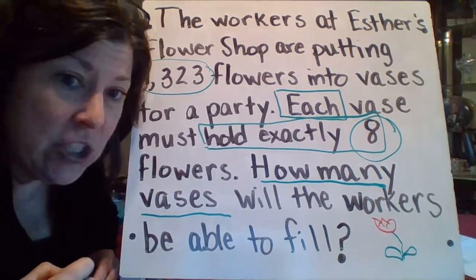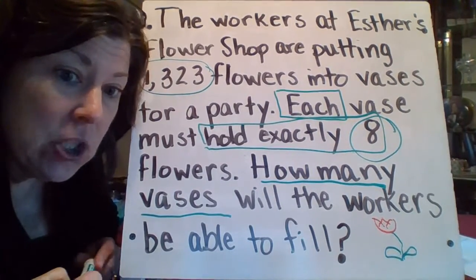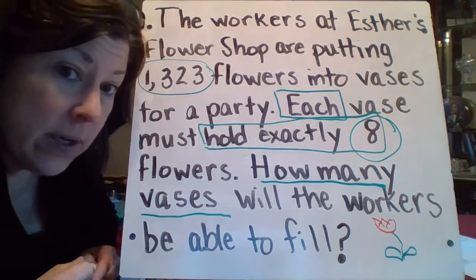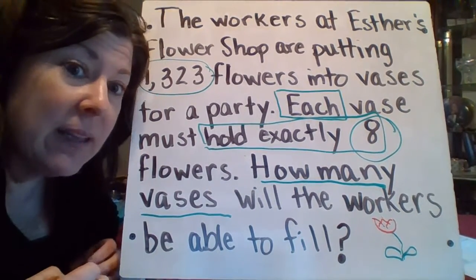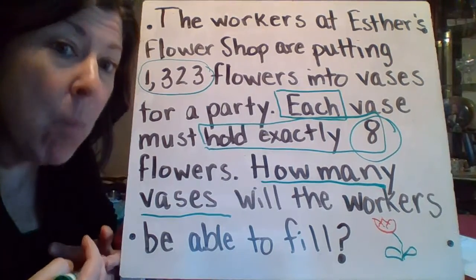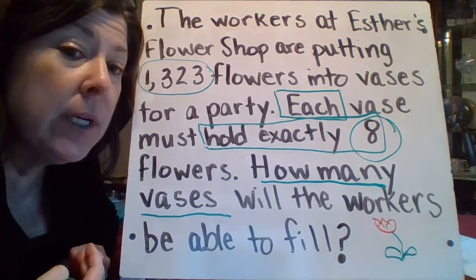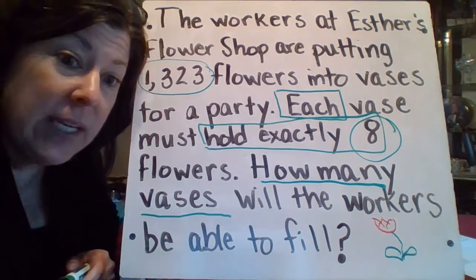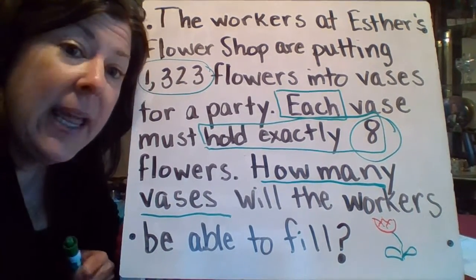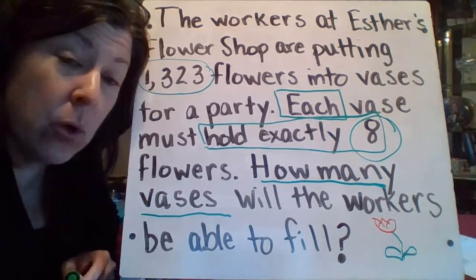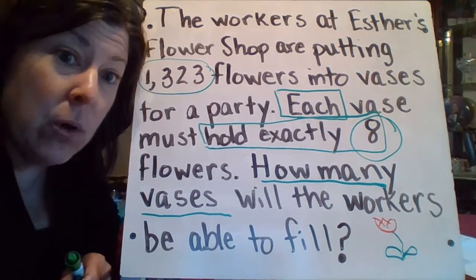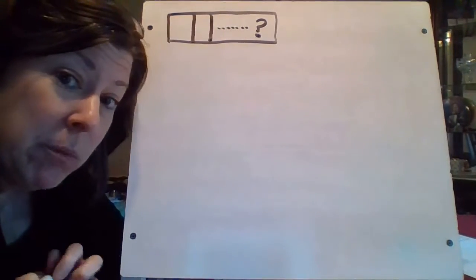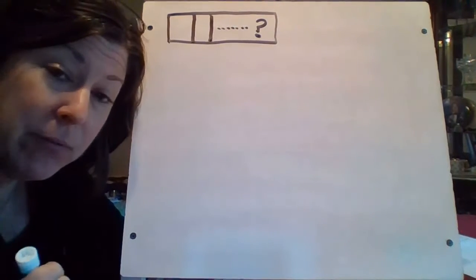Also, that word each. When I see that word each, that means I'm going to be multiplying or dividing. So again, think about, do you need more than 1,323 vases or less? I want you to pause the video and start your plan and go through your solve before you look through my work. So I hope you have your solution before you're looking at my review here.